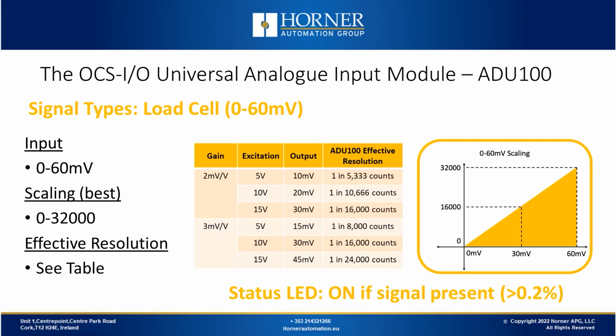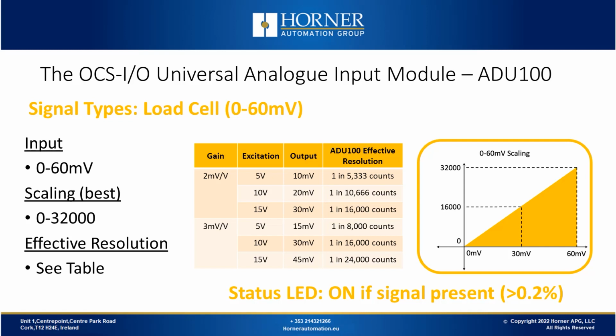Now we look at how values are reported back and something called effective resolution. So if you're using a load cell range with an ADU100, you're going to select the 0 to 32,000 scaling range, as it's the only real practical range available, and 0 millivolts represents 0 counts, and 60 millivolts is represented by 32,000 counts. But what is effective resolution? We'll look at real-world applications with, for example, 2 different load cells and 3 different excitation voltage levels.